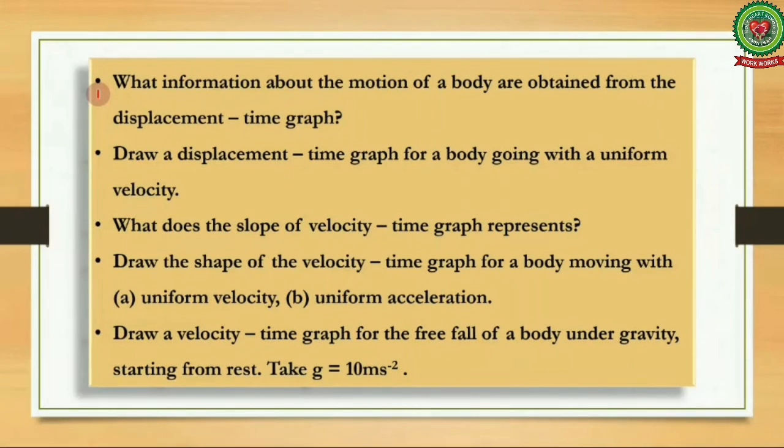Let's discuss some of the questions. Question number 1. What information about the motion of a body is obtained from the displacement time graph? Question number 2. Draw a displacement time graph for a body going with a uniform velocity. Question number 3. What does the slope of a velocity time graph represent? Question number 4. Draw the shape of the velocity time graph for a body moving with 1. uniform velocity and 2. uniform acceleration.